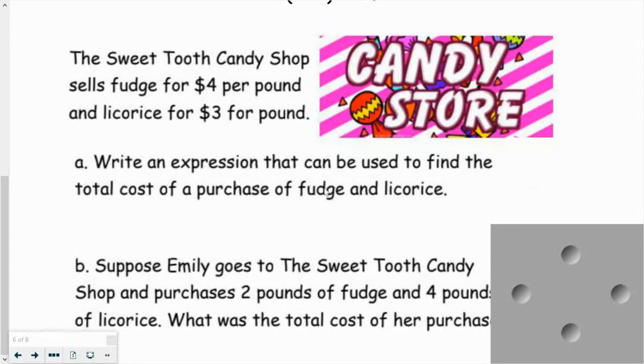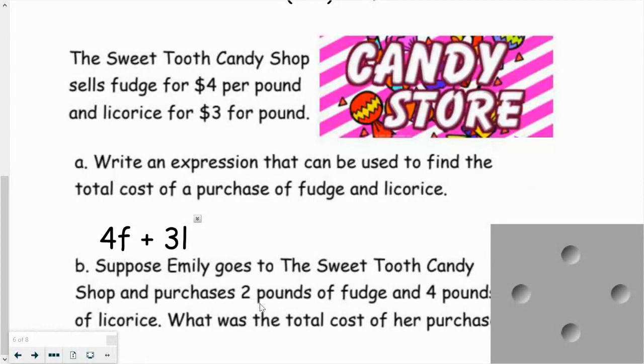So I'm going to use an F for fudge and an L for licorice. Going back to my problem, it is $4 per pound for your fudge, and our licorice is $3. Okay, so 4F plus 3L, not a 31. Just the way the font looks, it looks like 31, but that is an L. Okay, we're going to use this to solve B.